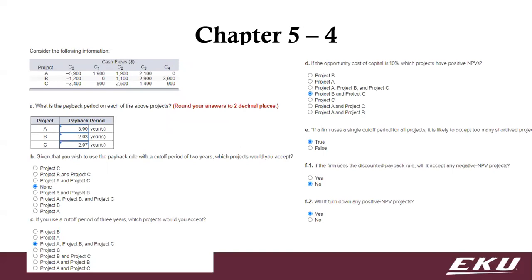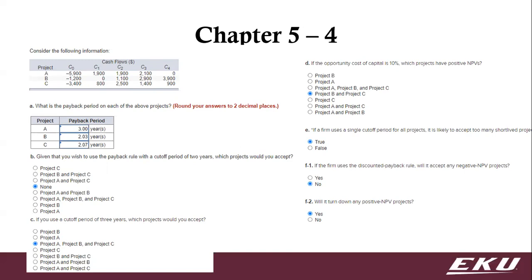Okay, this one is a long one. So I have the problem here and then the solution set on the other one. So feel free to pause as you need, but we're looking at 3 different projects. If you notice there, project A, B, and C sub 0, that's the initial cost to start the project. And then you see how your cash flows work.